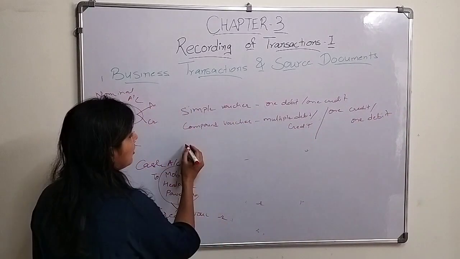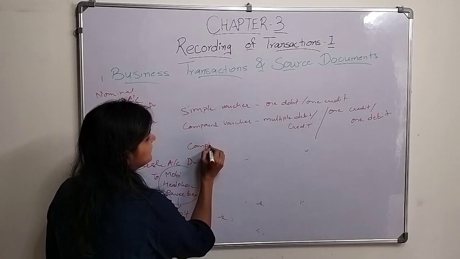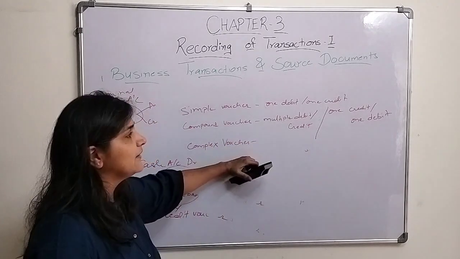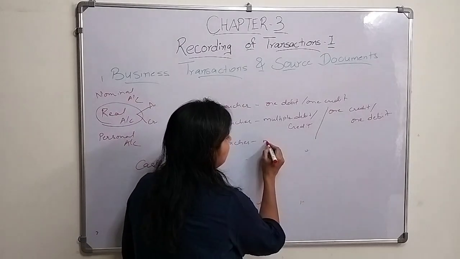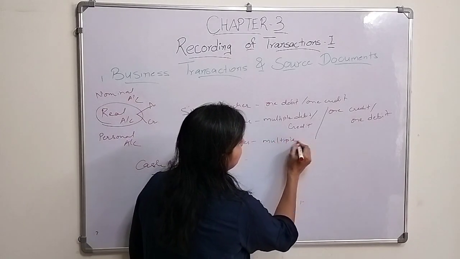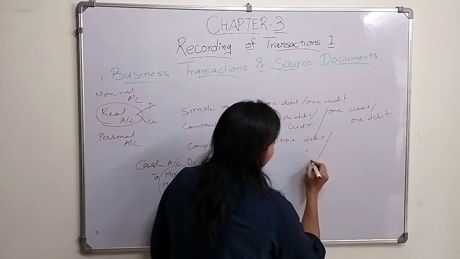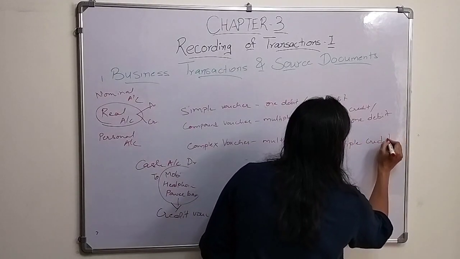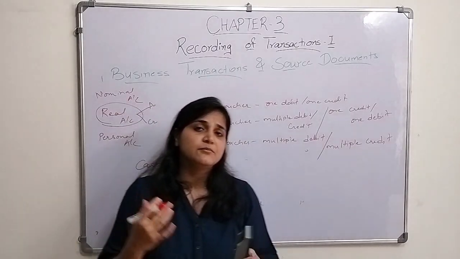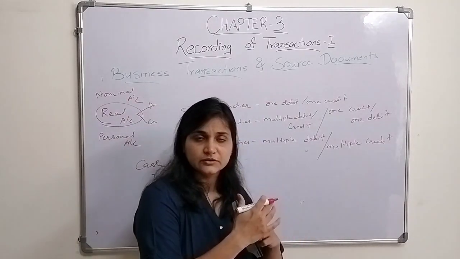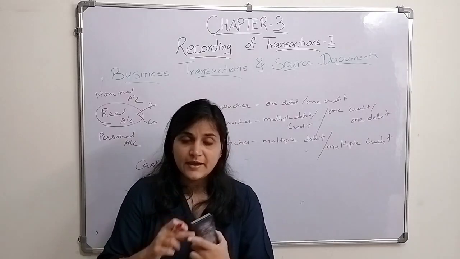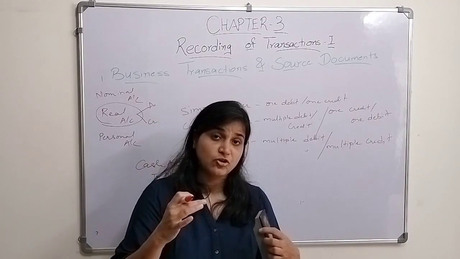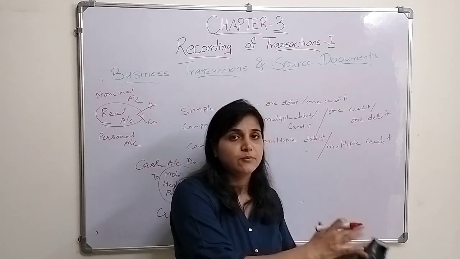Now comes the complex voucher. These are just the names. It's easy to memorize. Complex voucher: multiple debits, multiple credits. Same example I am telling you, multiple debits, multiple credits. That shopkeeper sold you a mobile phone, headphones, a power bank, and that shopkeeper is ready to accept the old mobile from you.